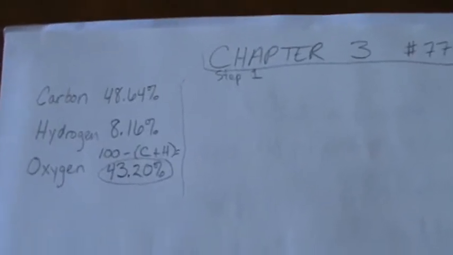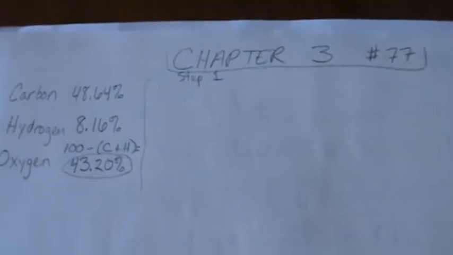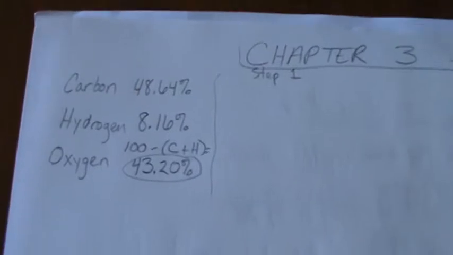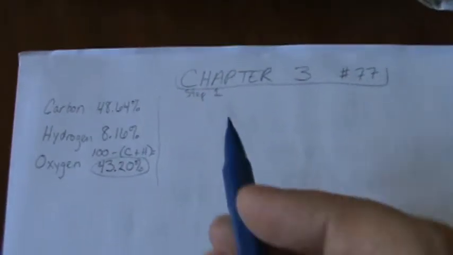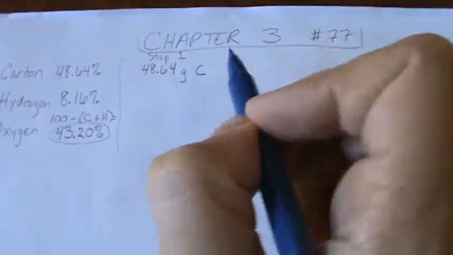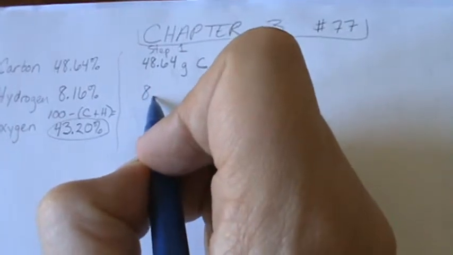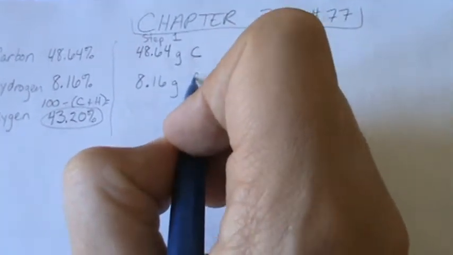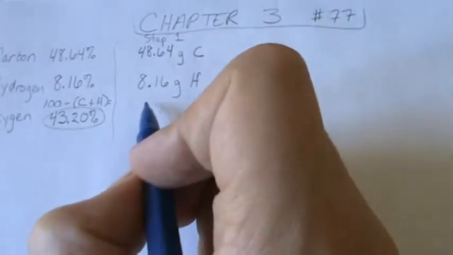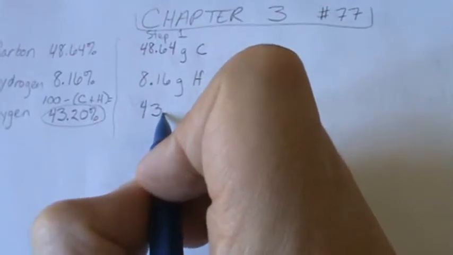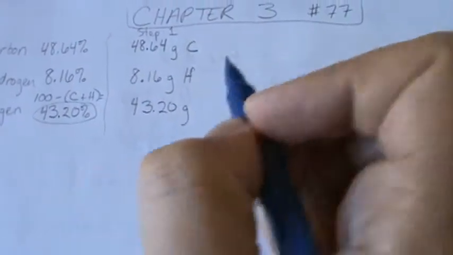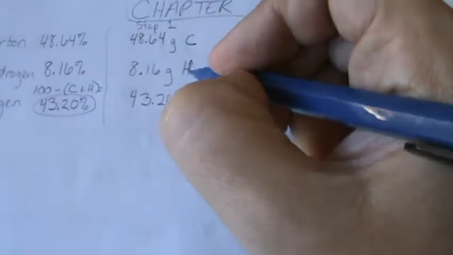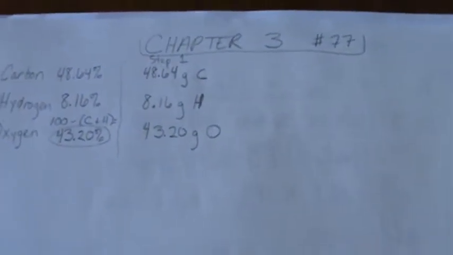Okay, now in finding our empirical formula, the first step is to set these percentages equal to masses. So we would say, okay, then we have 48.64 grams of carbon and 8.16 grams of hydrogen and 43.20 grams of oxygen. That's an H there. Okay, so our step 1 is that.